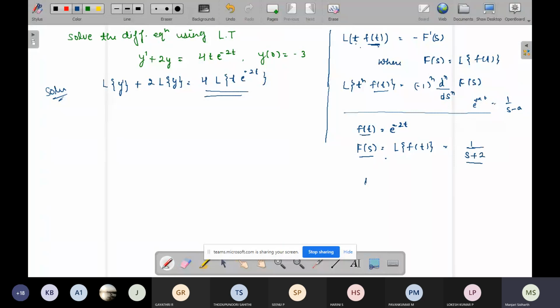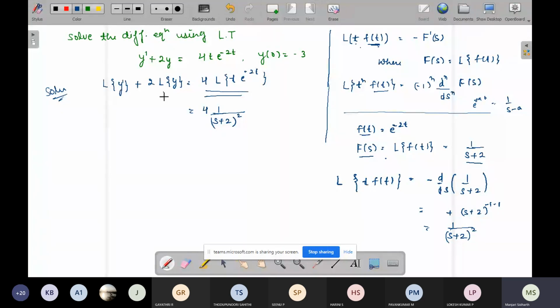Now this is multiplied by t, so now its Laplace transformation is the derivative, minus d by ds of 1 over s plus 2. So s plus 2 power minus 1, and minus minus plus 1. That means 1 over s plus 2 whole square. So this RHS I have solved here. Once you solve, you can directly write this as 4 over s plus 2 whole square. Okay, let's proceed further.